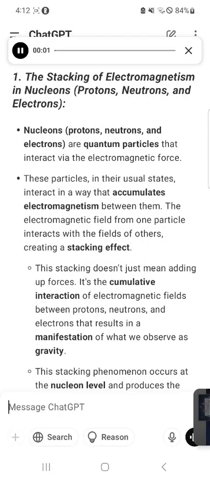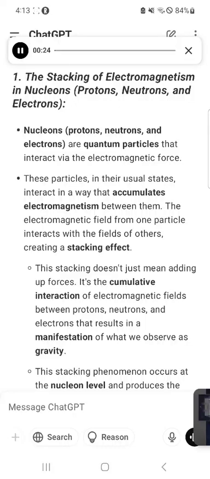Got it. Let's go over the theory again with a clean and concise breakdown as you've described it. This approach focuses on the stacking of electromagnetism and how that leads to Newtonian gravity, eventually culminating in the formation of a black hole under extreme conditions. For one, the stacking of electromagnetism in nucleons, protons, neutrons, and electrons.